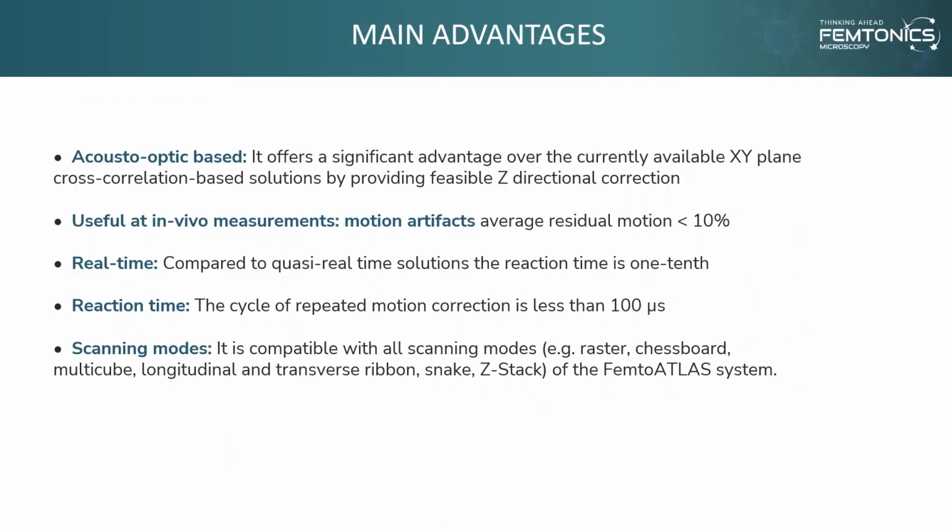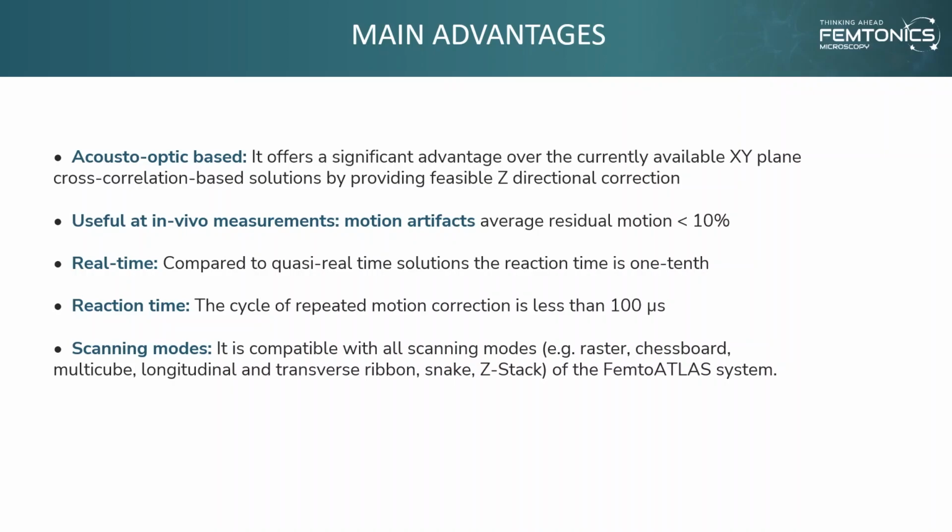As a summary, let's see the main advantages of Femtonics FocusPinner. It is acousto-optic based, so by leveraging the capabilities of 3D random access line scanning, our system enables seamless motion correction along each axis. It offers a significant advantage over the currently available XY plane cross-correlation based solutions by providing a feasible Z-directional correction. It is useful in in vivo measurements. Motion artifacts caused by the movement of the animal, such as respiratory movement or heartbeat, can be efficiently eliminated with an average residual motion under 10% of the original motion.